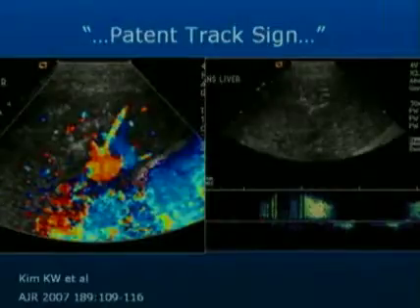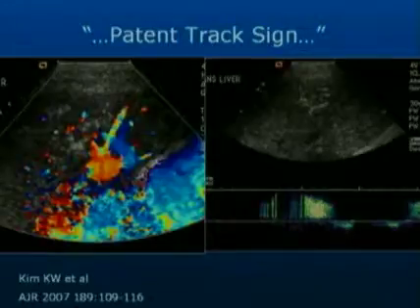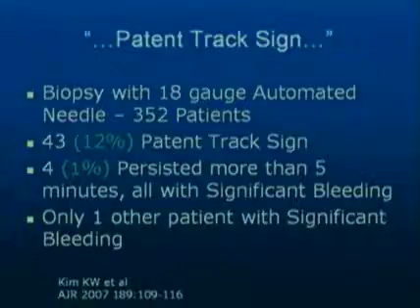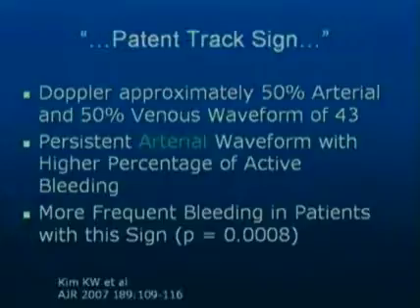This has been coined the patent tract sign. It was published in AJR in 2007. When they looked at this, it occurred about 10% of the time with core biopsies of the liver, and at about 1% of the time it persisted for greater than 5 minutes. When they analyzed venous versus arterial waveforms, if you had an arterial waveform, it was not good. Those were much more frequently associated with bleeding than those with a venous waveform.